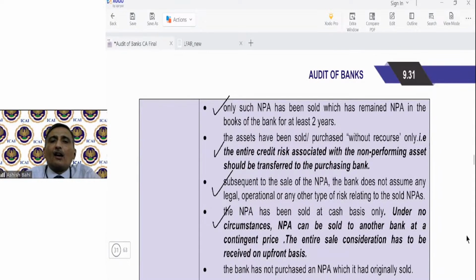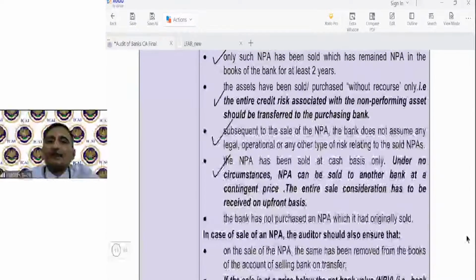And another point, the auditor has to see that the seller bank actually gets the money. The bank gets the money in exchange for the sale of that NPA. So the entire sale consideration has to be received upfront, in one go.